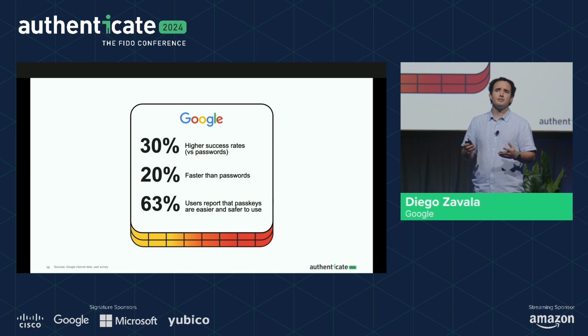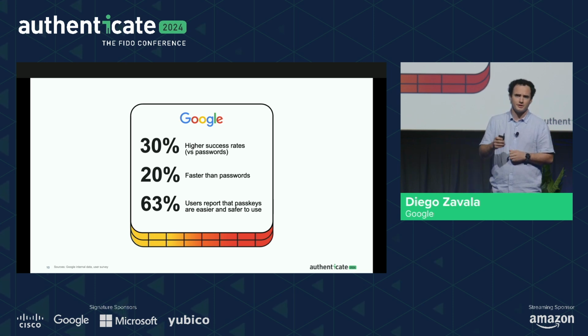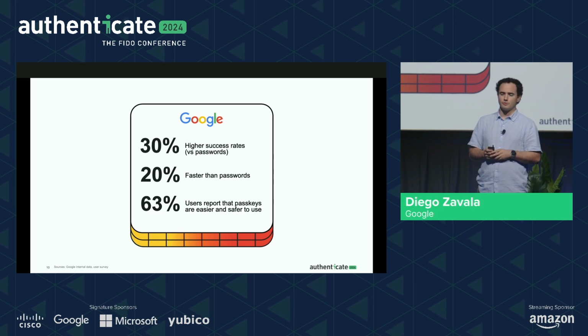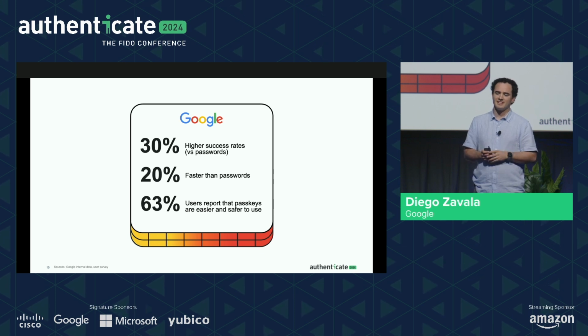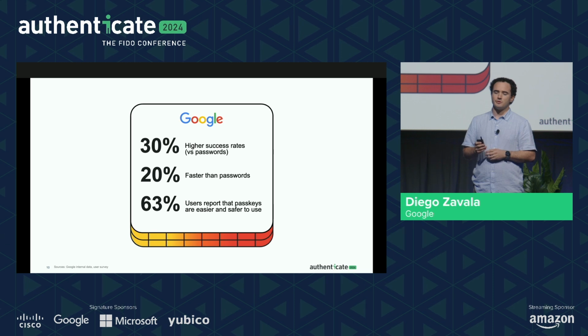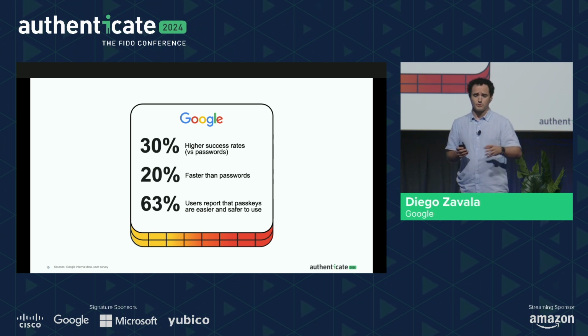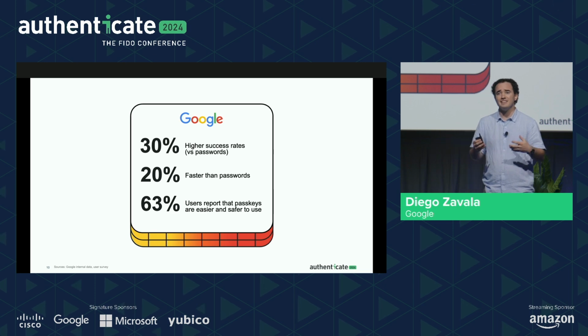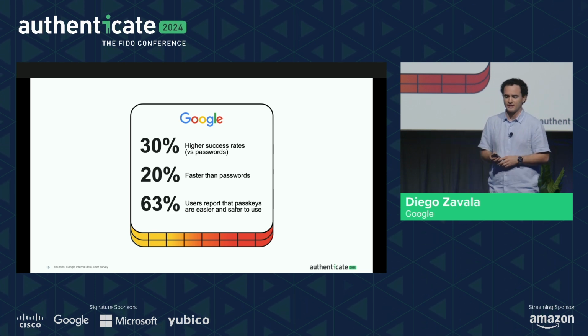And we see similar results from our own deployments at Google. Passkeys are driving 30% higher success rates on signing flows, and those flows are 20% faster than when using passwords. And we have also asked our users how the experience is working for them. And 63% of them report that the experience is easier and safer to use. Tomorrow, John Gromberg from Google will be sharing more insights into the Google journey in his keynote in the morning, so please check it out.